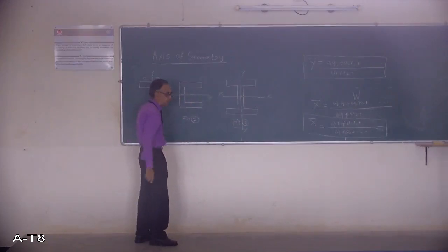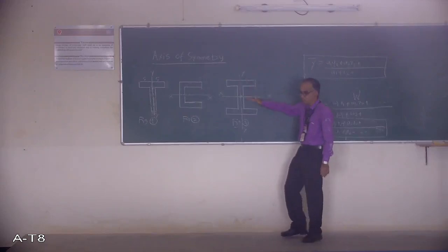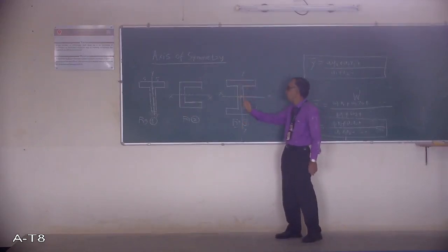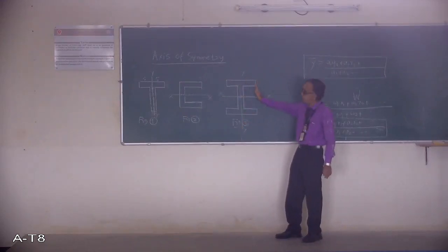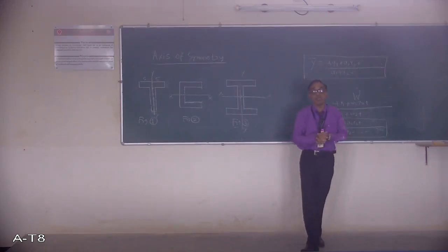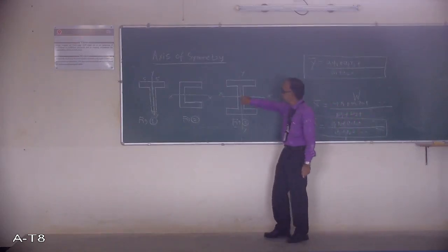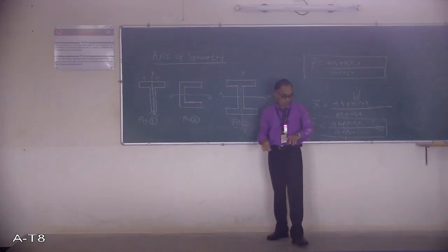Then the third figure: if I draw a horizontal line, whatever is the figure on the top, the same figure is at the bottom. If I draw a vertical line, whatever is the figure on the left side, the same figure is on the right side. That means it is symmetrical about both the x-axis as well as the y-axis. At that time, where is the centroid? Wherever these two axes meet, at this point, x-axis and y-axis, this will be the centroid. Centroid will not come here, not here, not here. It will come where these two axes meet. So this is the significance of the axis of symmetry.